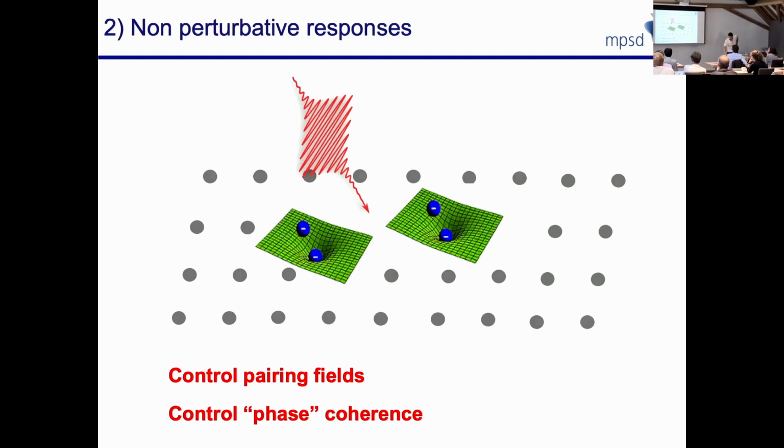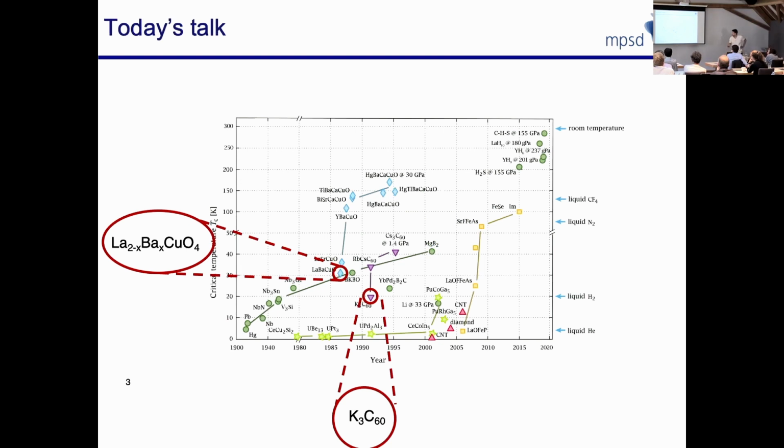In the next 45 minutes or so, I'm going to talk about two things. This is a map of superconducting TC as a function of year. And I'm going to talk about experiments in potassium-doped C60, which are a subset of the experiments in which we've tried to amplify superconducting responses. And this, let's say, belongs to the non-perturbative regime.